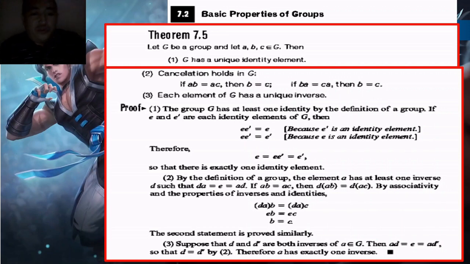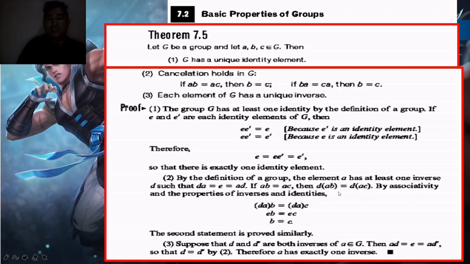Okay, next, number 2, cancellation. By definition of a group, the element A has at least one inverse, call it D, such that DA is equal to E is equal to AD. If AB is equal to AC, then multiply both sides by D on the left, using associativity and the properties of inverses and identities.